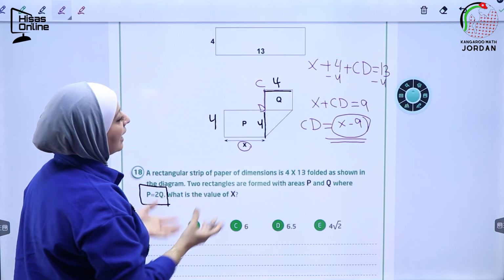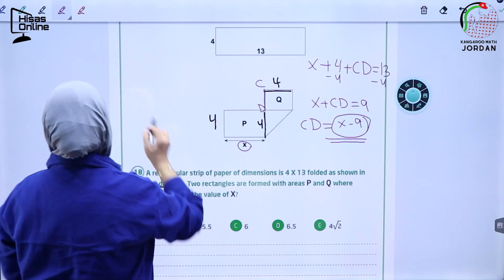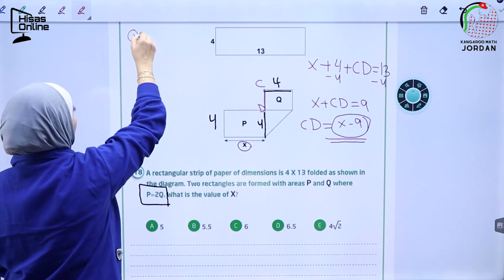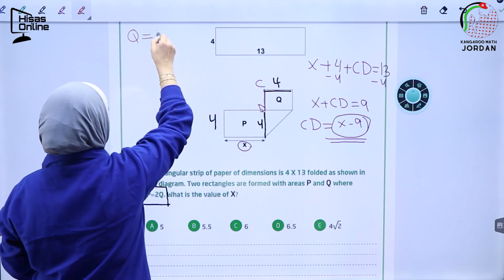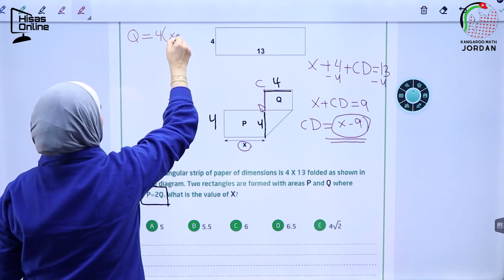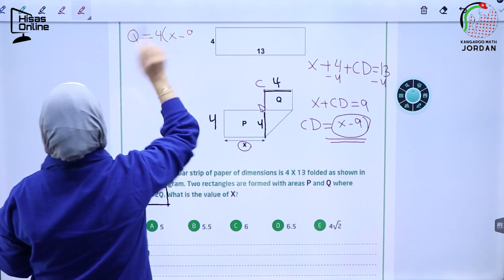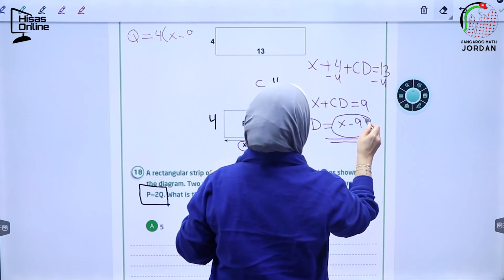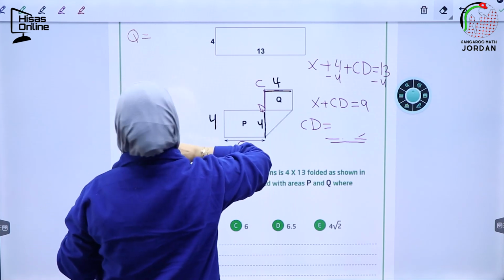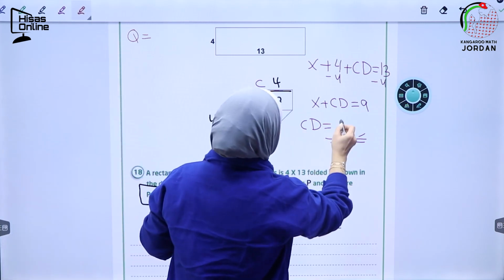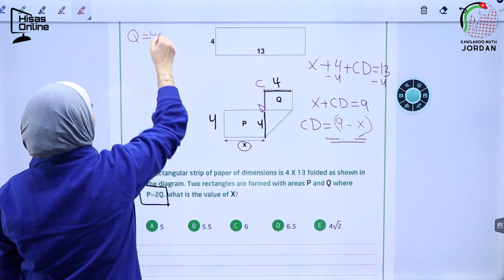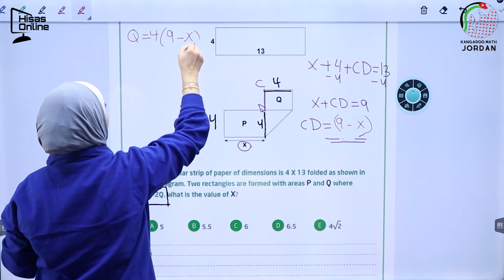Let's think about the way we can get the area of any rectangle. Let's think about Q. Q is equal to 4 times CD. But I won't write CD, I will write it in terms of x. So it is 9 minus x. Okay, guys, we got it here. Please pay attention to these types of mistakes that you can make by rushing. So it's 9 minus x. Good job. So again, it's 4 times (9 minus x).